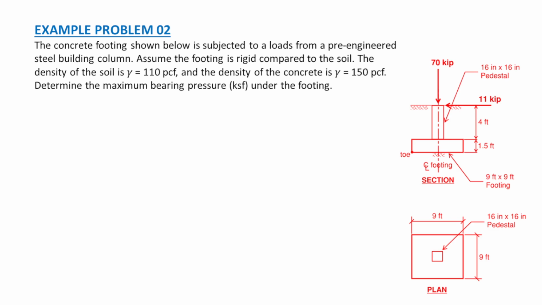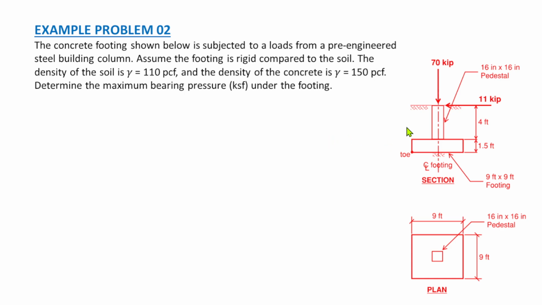In today's video, we will tackle another problem related to determining the maximum soil bearing pressure at the base of the footing. So let's dive into the problem. The concrete footing shown below is subjected to loads from a pre-engineered steel building columns. Assume the footing is rigid compared to the soil. The density of the soil is 110 pounds per cubic foot, or PCF, and the density of concrete is 150 pounds per cubic foot. We are required to determine the maximum bearing pressure under the footing.